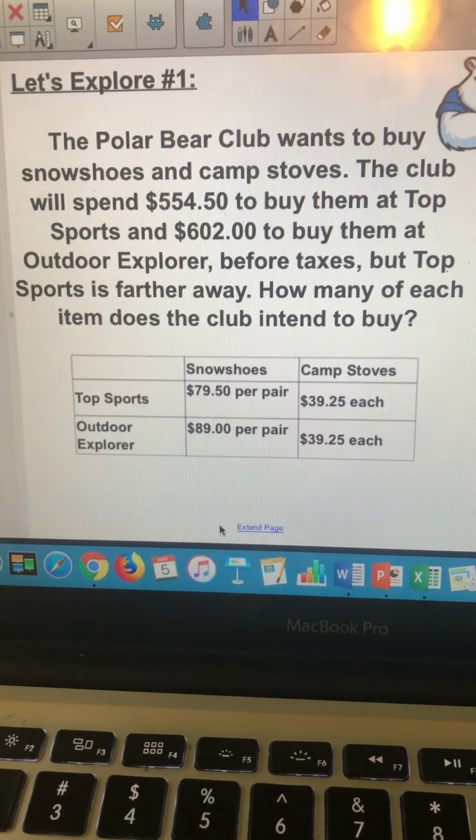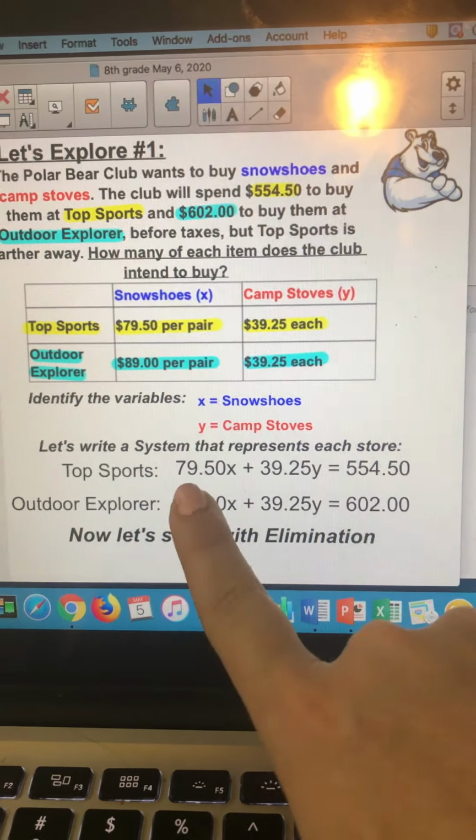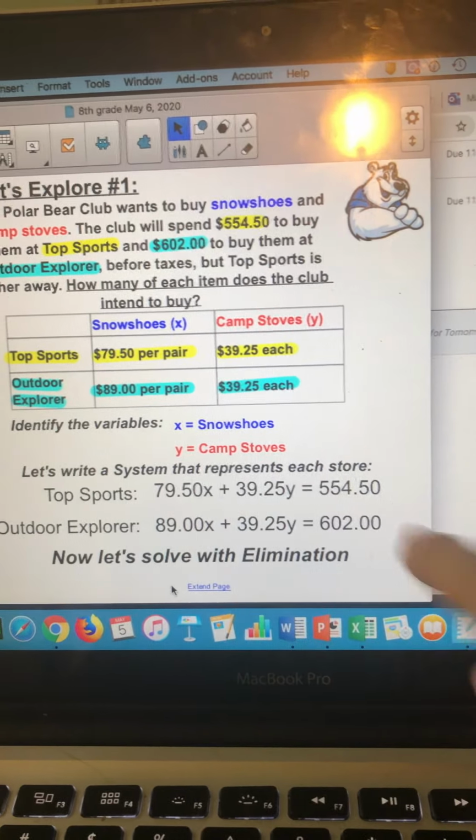Okay, so there's our equation for Top Sports, and then I'm going to do Outdoor Explorer. Looking at the chart, their snowshoes are $89 per pair, plus $39.25 for every camp stove, and in the problem they said they're going to spend $602. Okay, so if we go to our lesson, there's our variables identified like we already did, snowshoes and camp stoves, and then there is our system as well that we just walked through together. We just came up with this based off the prices that they gave us in the problem, right? Price for each item, and then the total they're spending at each store.